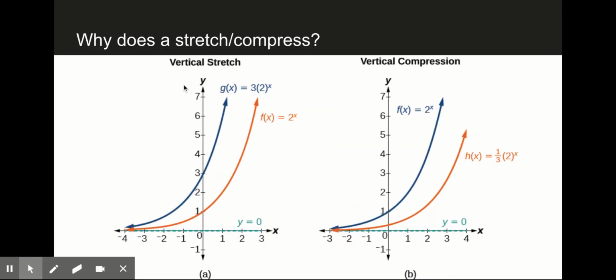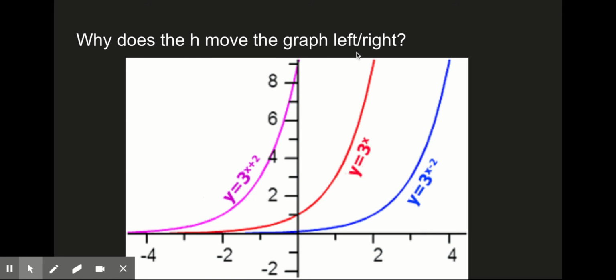So this is great. Let's break them down piece by piece. Why are we stretching or compressing? Because if I'm tripling everything, I'm accelerating at a faster rate. So I'm going to go up way faster. If I'm dividing everything by 3, I'm going to be accelerating at a slower rate. Why do we move left or right?